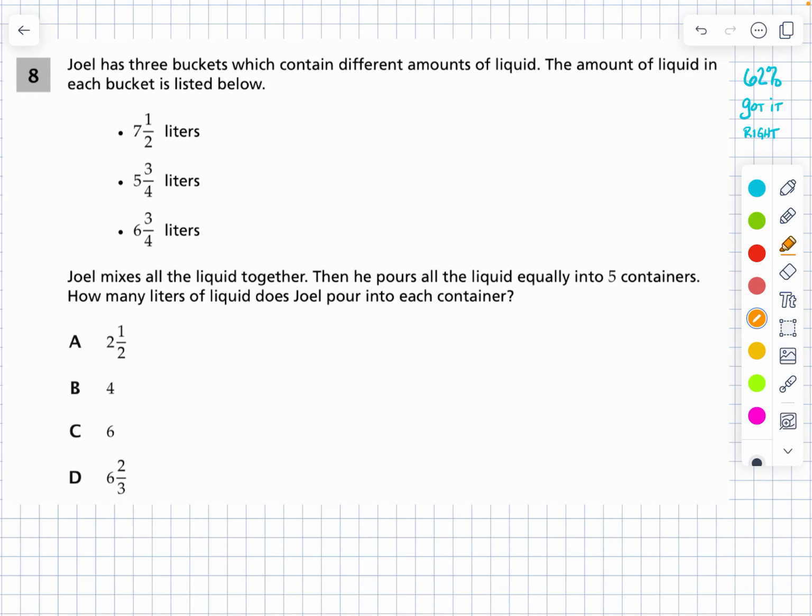Okay, in this question, Joel has 3 buckets which contain different amounts of liquid. The amount of liquid in each bucket is listed below, and you can see that right here. And Joel mixes all the liquid together, and then he pours all the liquid equally into 5 containers. So this looks important. How many liters of liquid does Joel pour into each container?